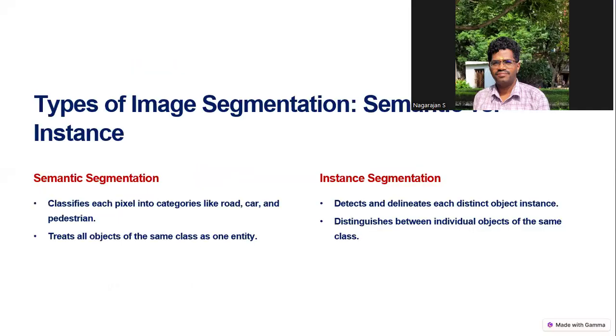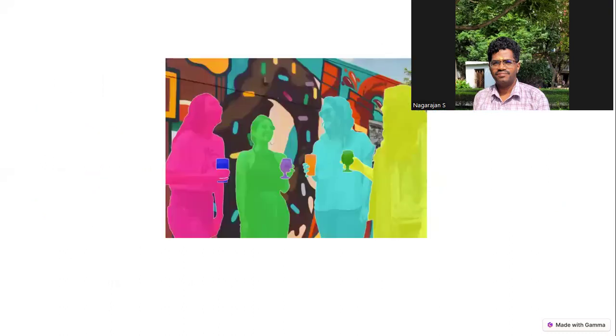Then, types of image segmentation. There are two popular types of image segmentation. One is semantic segmentation, and another one is instance segmentation. In semantic segmentation, there will be one image given, and you can train on it and get the result.